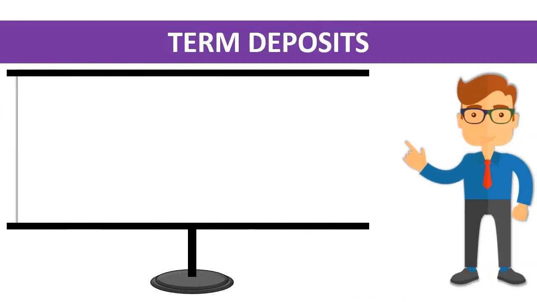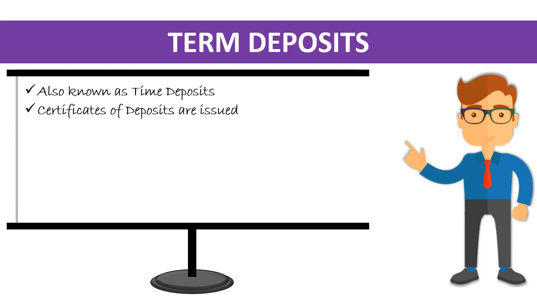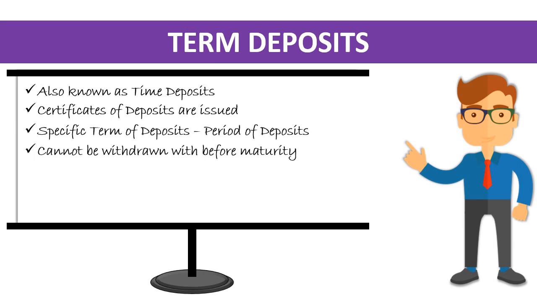Term deposits are also known as time deposits. In term deposits, certificates of deposit are issued, also known as term deposit receipt or TDR. These deposits are made for a specific term and, theoretically, cannot be withdrawn before the expiry of this term. In case of premature withdrawal, penal interest is charged or a lower rate of interest is allowed. As an alternative, the depositor in need of money may borrow on the security of this deposit and pay a slightly higher rate of interest to the bank.